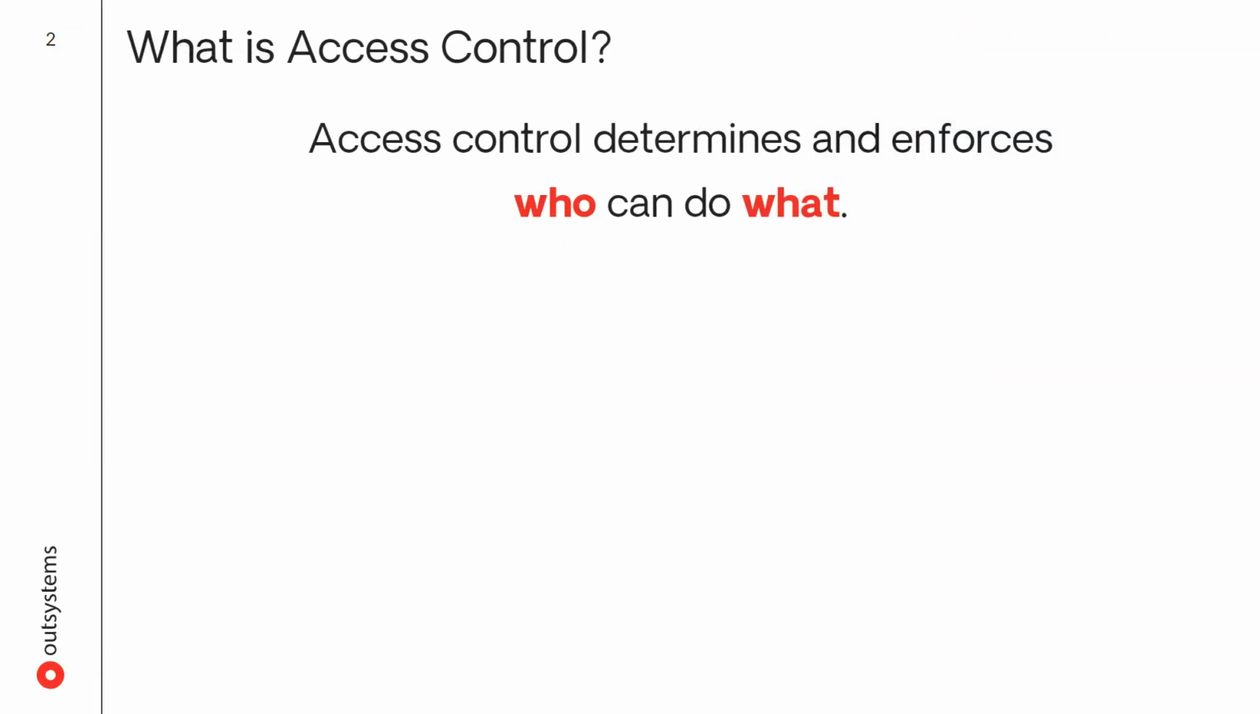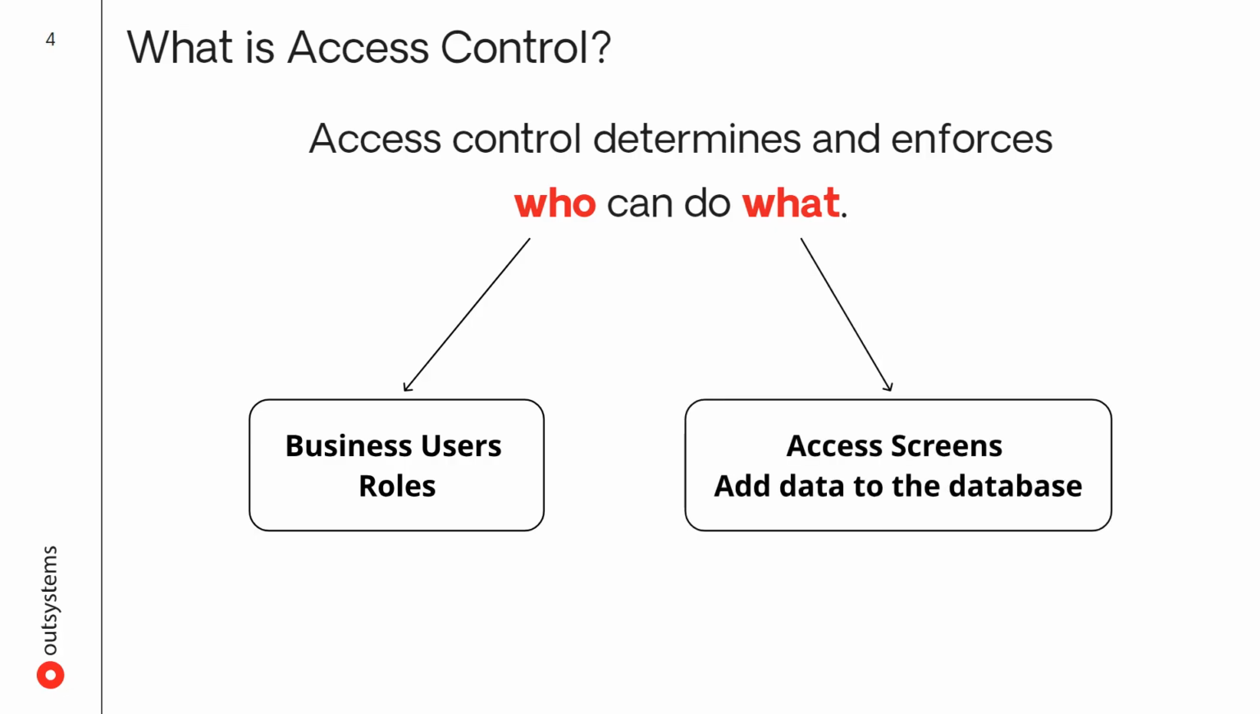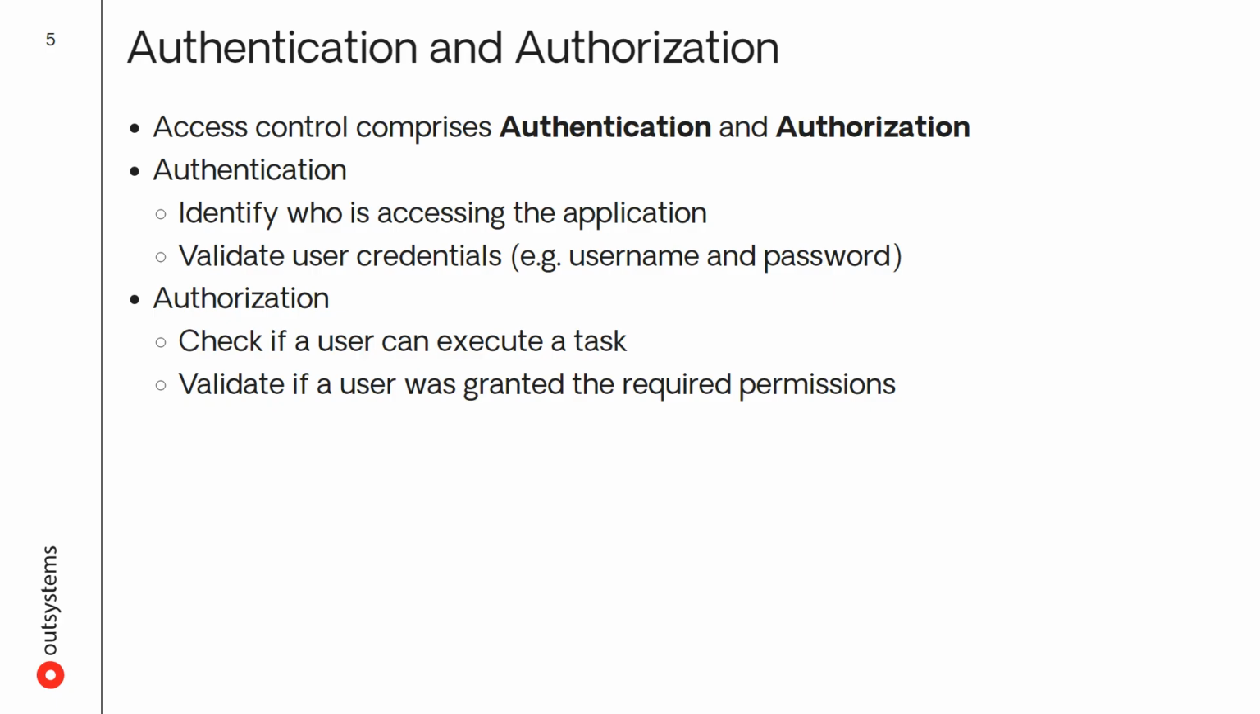So what is access control? Access control determines and enforces who can do what in our applications. By who, we mean the users or groups of users with a certain role. While the what defines resources or actions we allow those users to take, such as accessing screens or adding certain data to the database.